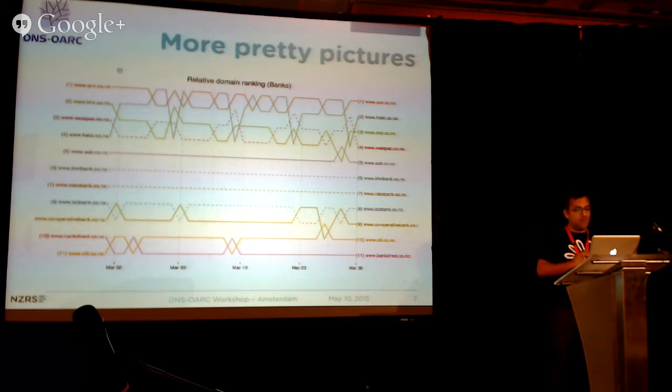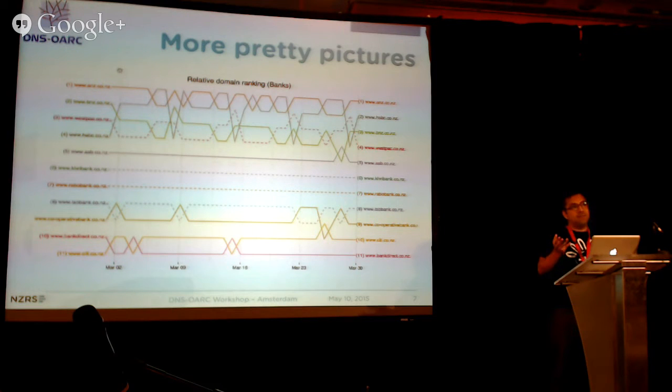So we did the same for banks, just for the sake of it, just for a proof of concept. So we have 11 different sites for banks in New Zealand, so ANZ, BNZ, Westpac, HSBC, etc. So again, we have the top 4 that bring the traffic, and then a middle group, and then the bottom.